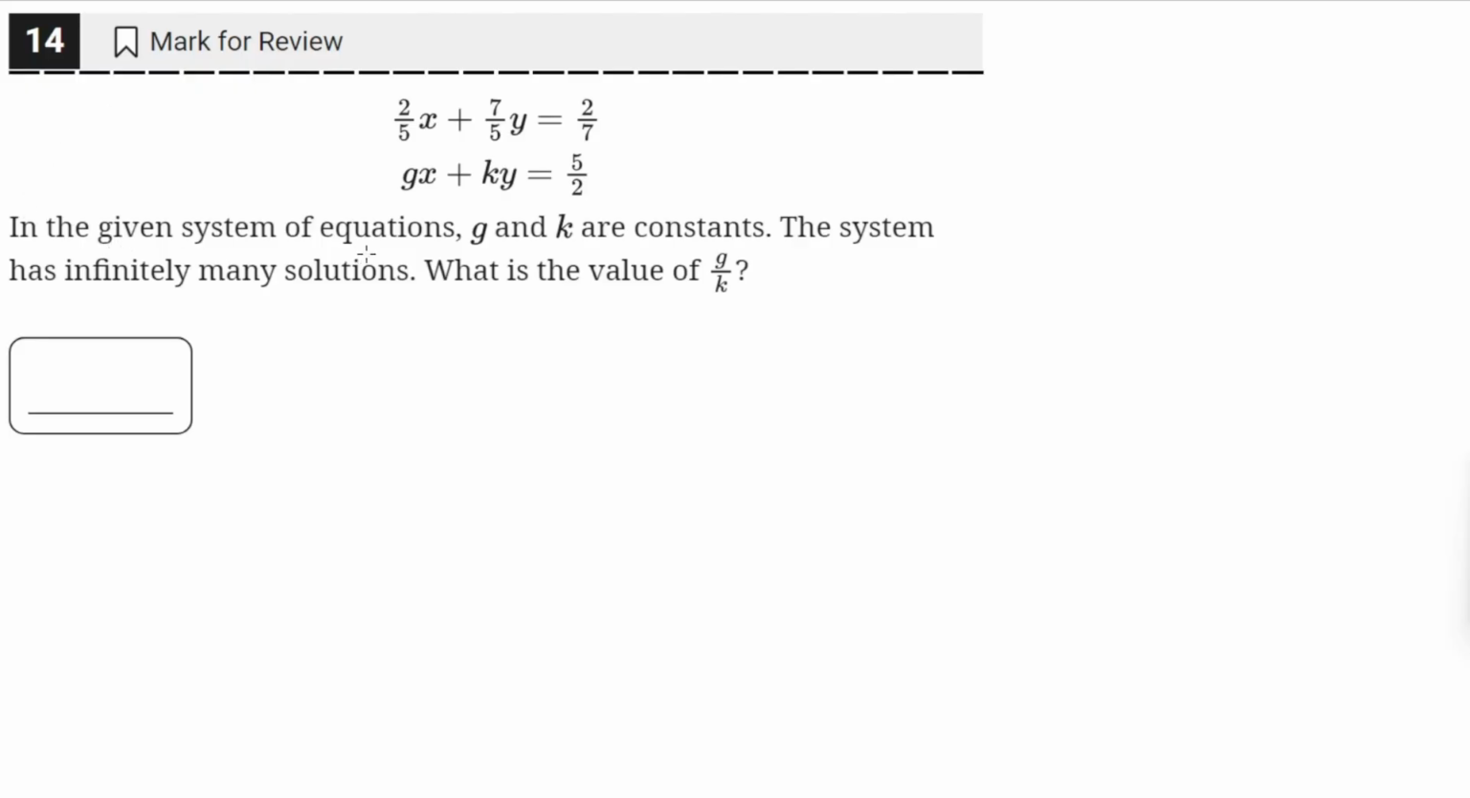In the given system of equations, g and k are constants. The system has infinitely many solutions. What is the value of g over k?